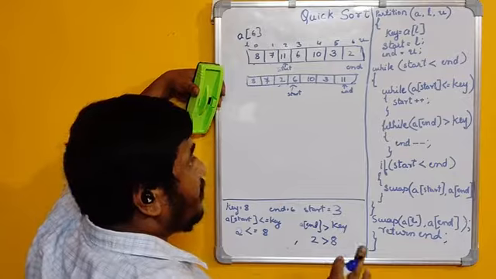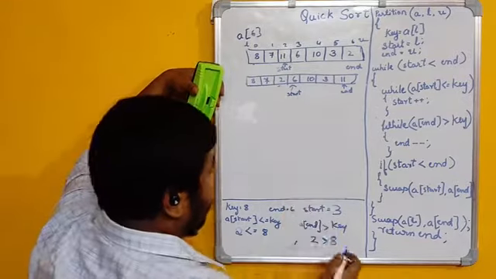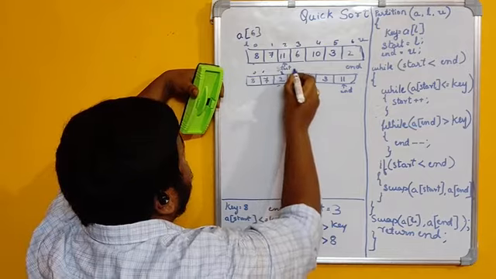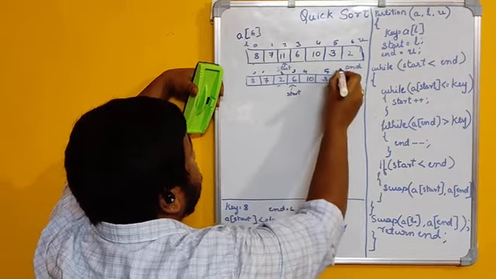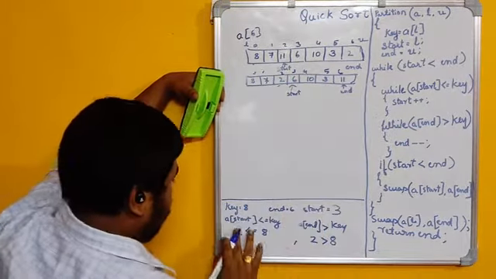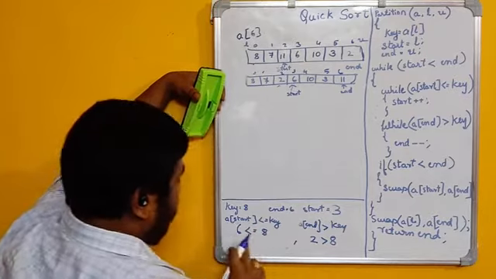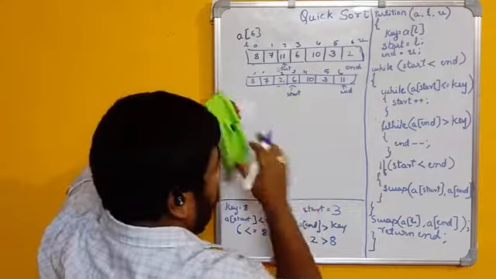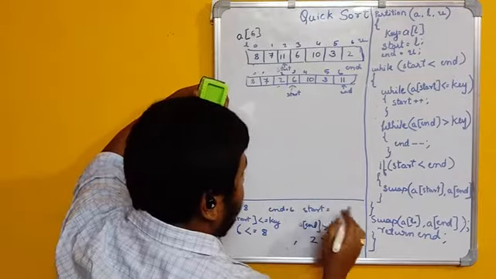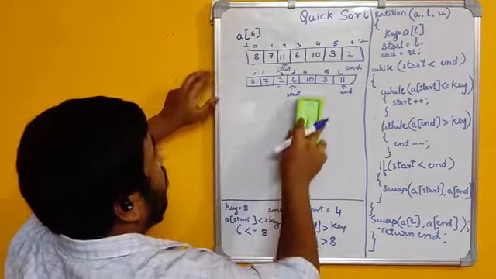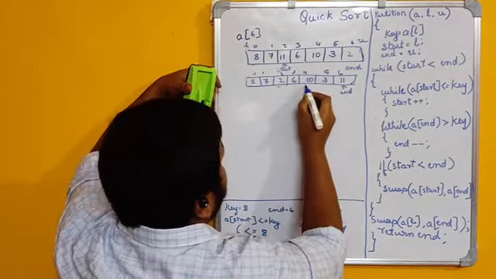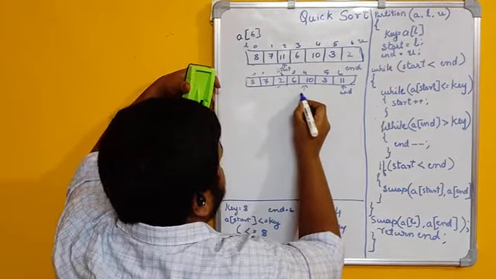A of start is less than or equal to key. Now start is 3. A of 3 is 1, 3, 4, 5, 6. A of 3 is 6. So 6 is less than key, that is 8. 6 is less than 8. So the condition is true. So now start will be incremented. That is 4. So our start is here.